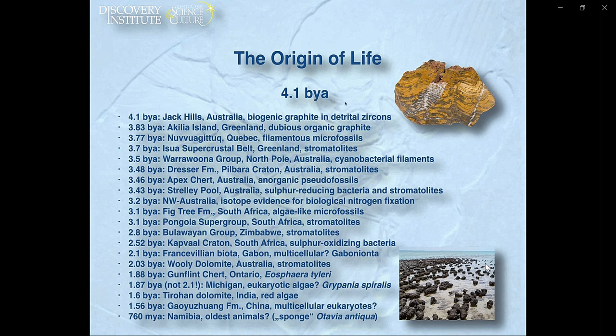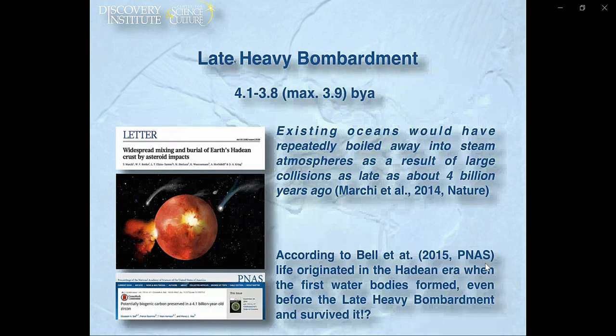And it originates at the very first moment where it's possible, because there's a phenomenon called the late heavy bombardment. That is a very early time in Earth history where Earth was hit by a lot of large meteorites. And there was a paper recently in Nature in 2014 which said existing oceans would have repeatedly boiled away into steam atmospheres as a result of large collisions as late as about 4 billion years ago. So before, life would have been impossible, and when it's possible, boom, it's there. Not a gradual process, but right at the very first moment you find origin, you find evidence of life.